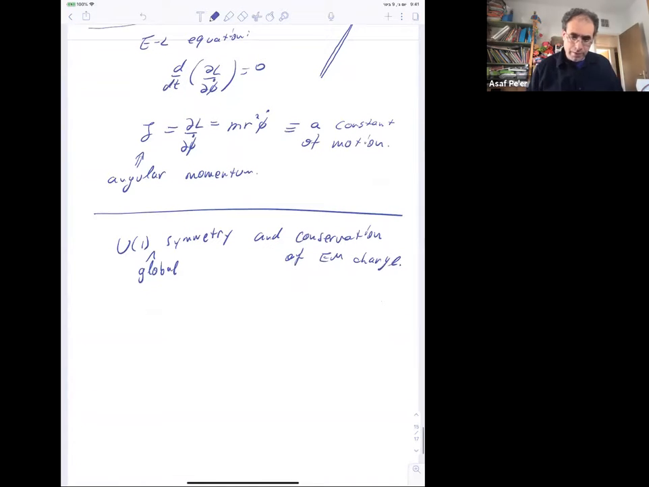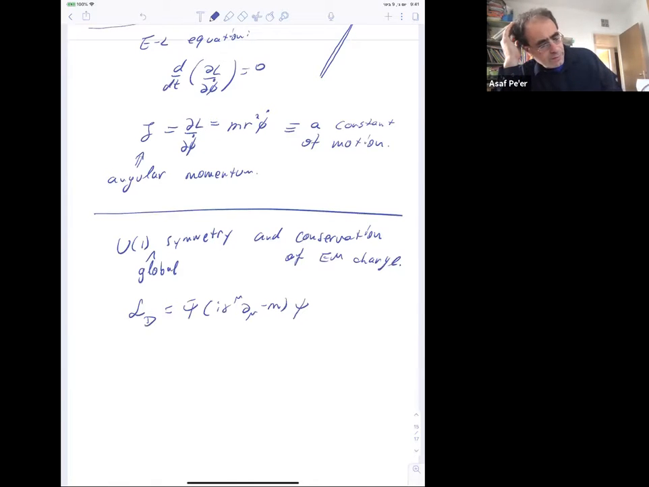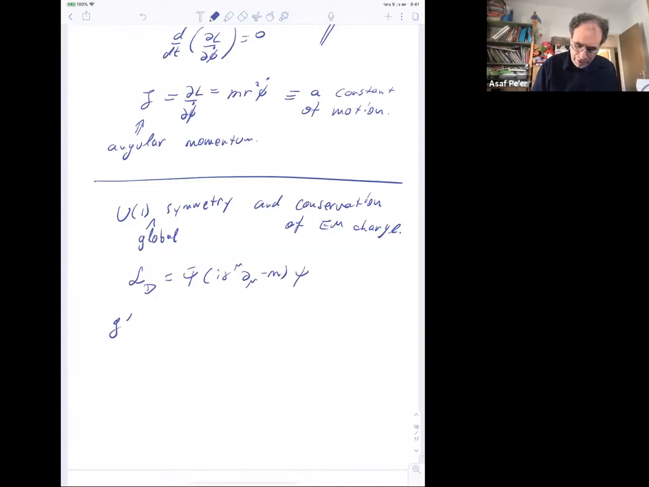Right. So again, I'll take a minute just to give you a hint. If I look at the Dirac Lagrangian, ψ̄(iγ^μ∂_μ − m)ψ, I can identify a global phase transformation here, which will leave the Lagrangian unaffected. So we have a global phase transformation. The word global is important.